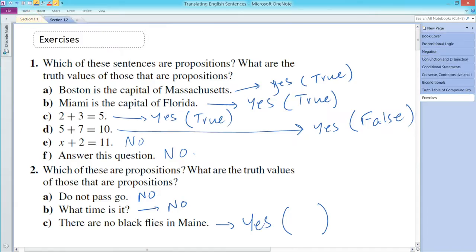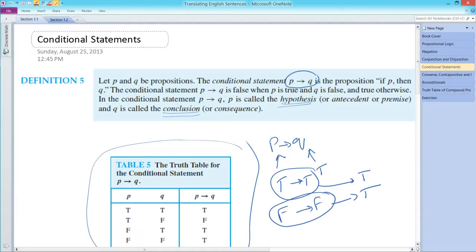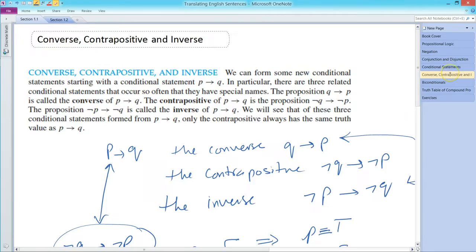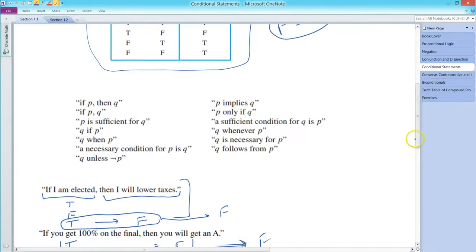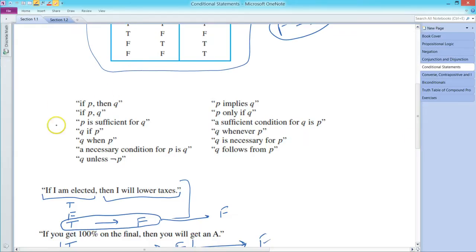Let me just go over there and remind you of the different expressions that can be used for conditional statements. There you go. And if you can see, these are the different expressions that can be used to write conditional statements in the English language.